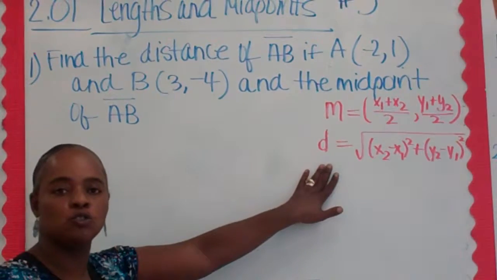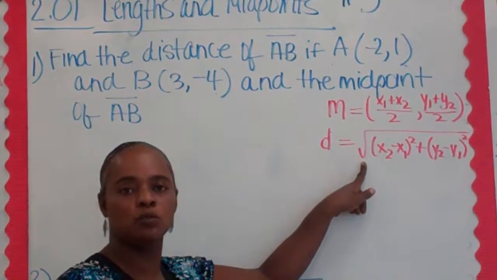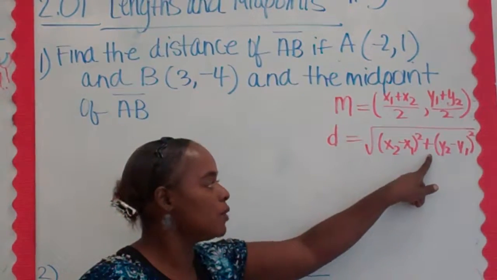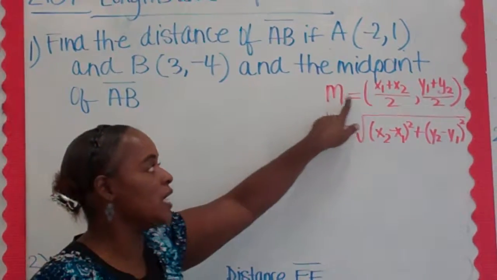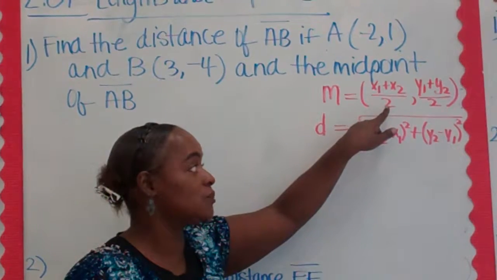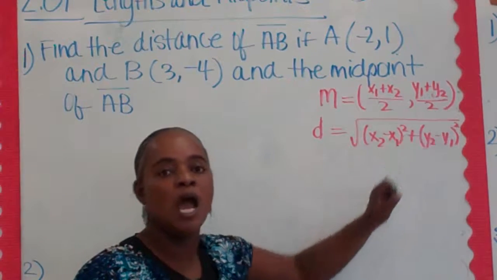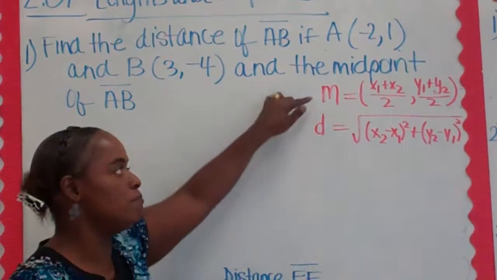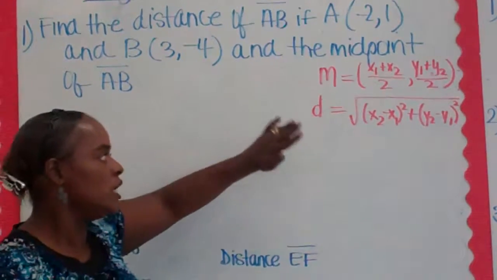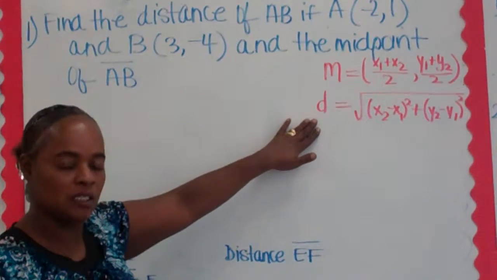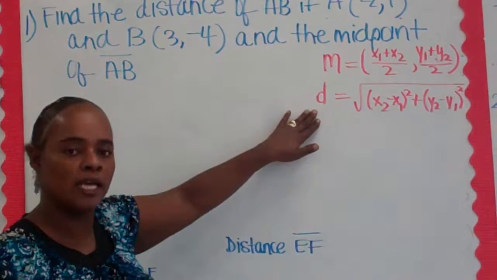Now off to the side, you do see the formulas. The distance formula is equal to the square root of (x sub 2 minus x sub 1) quantity squared plus (y sub 2 minus y sub 1) quantity squared. The midpoint formula is (x sub 1 plus x sub 2 divided by 2, comma, y sub 1 plus y sub 2 divided by 2). I do want to make a point of saying that the midpoint is a point, so you're going to get an ordered pair as your answer. Your distance is a distance, so you're going to get a numerical answer. Not a point, but a numerical answer.